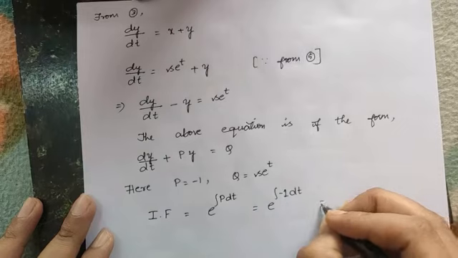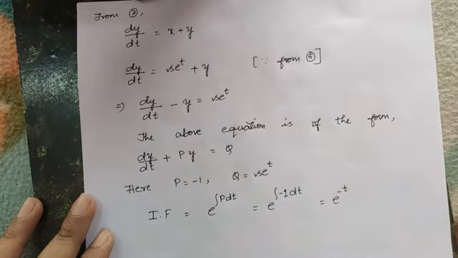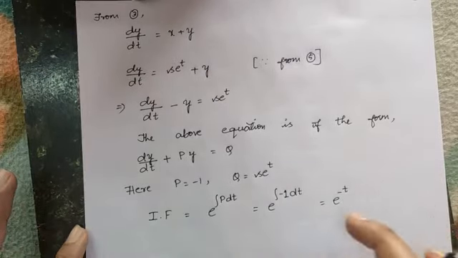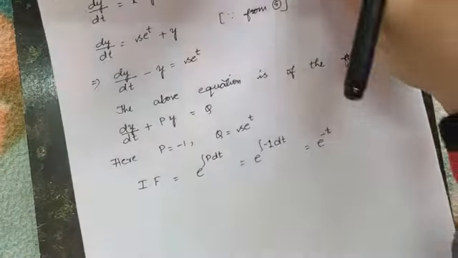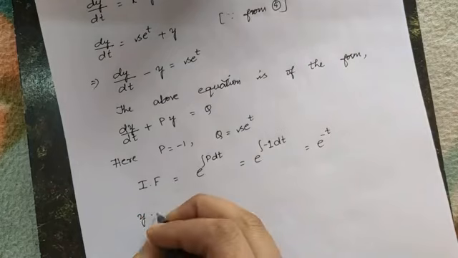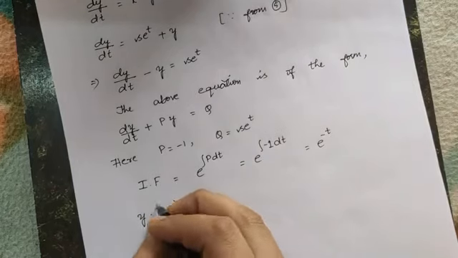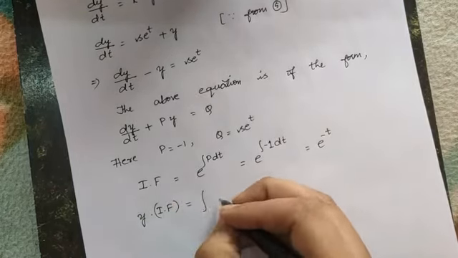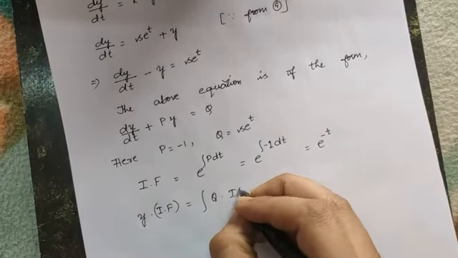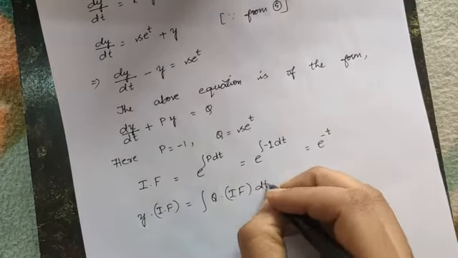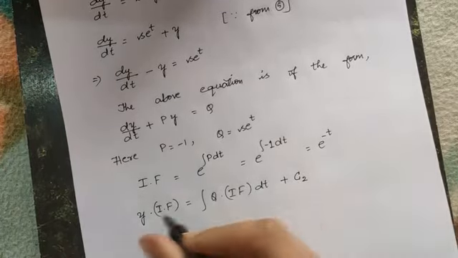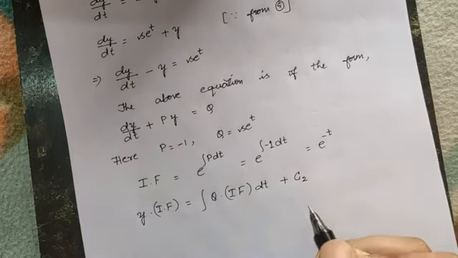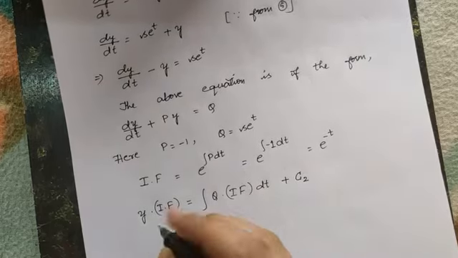If you integrate this, you will get e power -t. Is this my solution for y? No. In order to find the solution of y, I have one more formula, that is y into integrating factor is equal to integral of q into integrating factor into dt plus c. I have used c1, so I will write c2 as constant here.